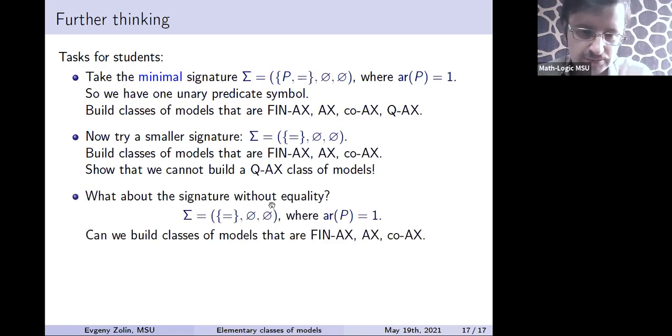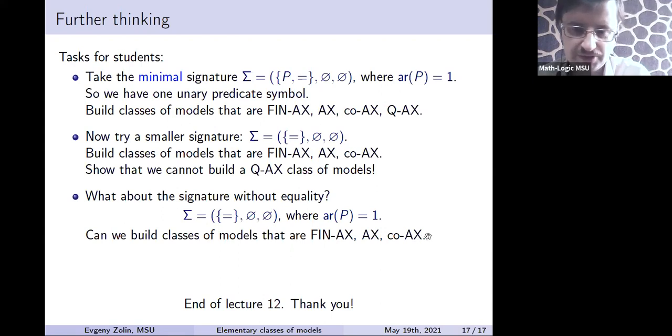And another question to think about, here is a typo. Consider the signature that has only one predicate symbol, P, a unary predicate symbol. Can you build all four classes: finitely axiomatizable, axiomatizable, co-axiomatizable, and quasi-axiomatizable? So without equality. So instead of equality, it should be P here. It's a typo.